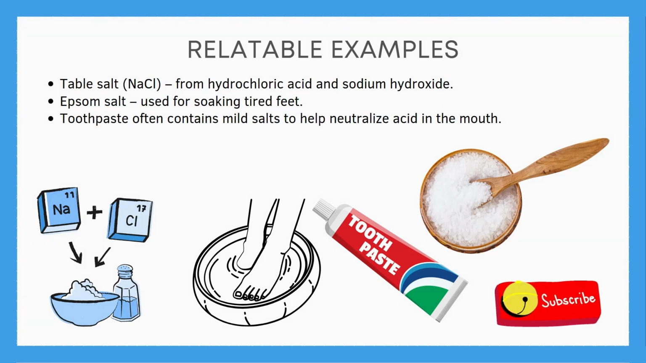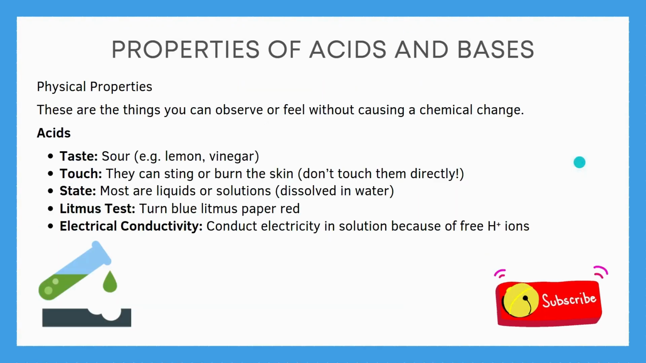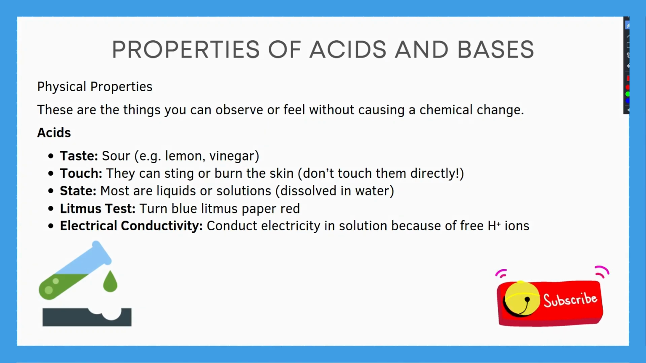So now that we've talked about some of the relatable examples of what a salt is, let's talk about the properties or the characteristics of acids and bases. Are there properties of acids and bases? Of course there are. Now let's begin with the physical properties. The physical properties are things that you can observe or feel without causing a chemical change. So for acids, first of all, acids taste sour.